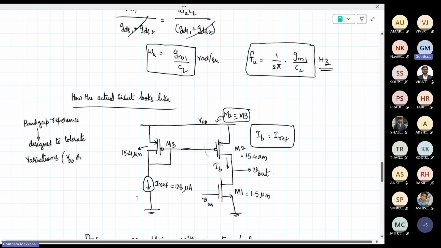And today, or in the last class, we have seen biasing circuits where the biasing is done with the help of current sources. We have discussed the current mirrors.